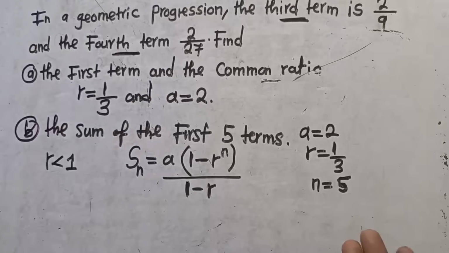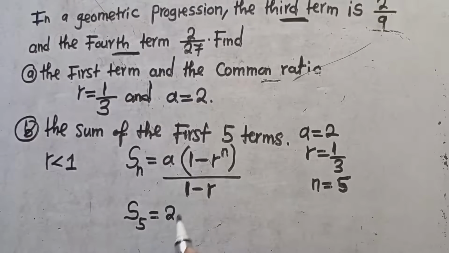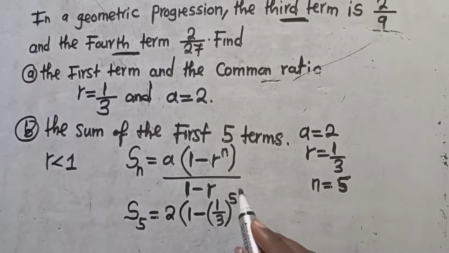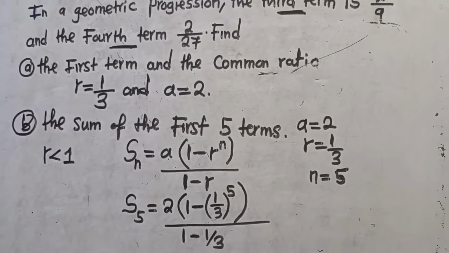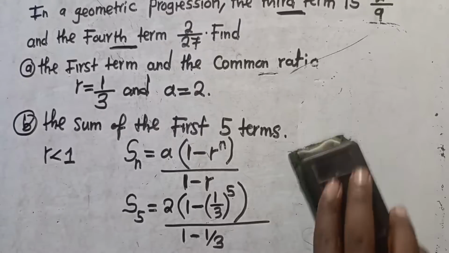How then do we answer the question? We substitute. In this formula that I've written here, it is just a matter of substituting. So how do you substitute? You say S_5 is equal to, what is A? The first term, which is 2, times 1 minus R, the common ratio, which is 1 over 3, to the power 5, over 1 minus the common ratio, 1 over 3. So this is what I am solving for.